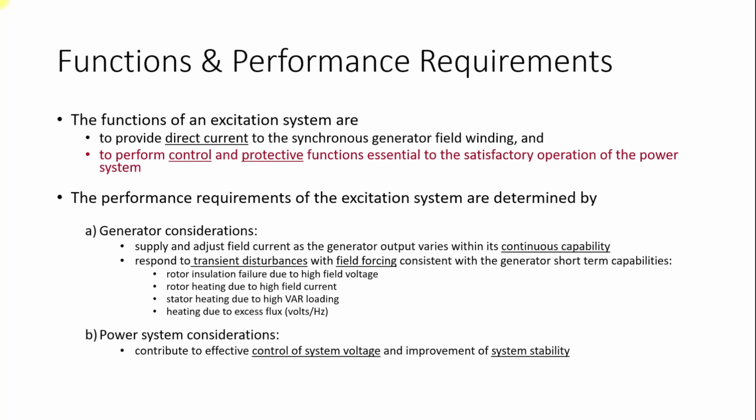On the other end, when the generator is operating in the underexcitation range, we are going to reduce the field current, and this reduction in field current can cause a heating effect in the stator. So we need to make sure that stator heating due to high var loading is not happening. So the stator heating can happen both in the overexcitation range and in the underexcitation range. We need to make sure that in both cases we do not end up heating our stator. Similarly, heating due to excessive flux should not occur.